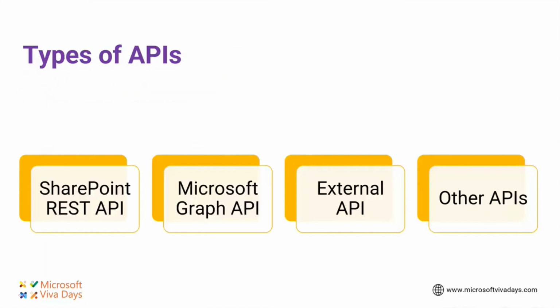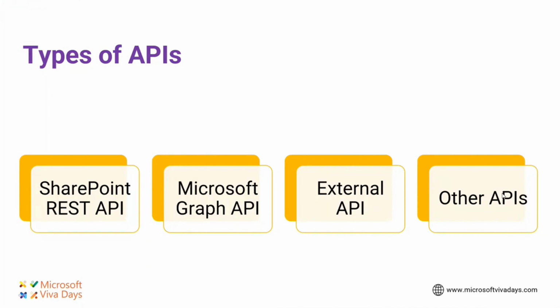Now, as I said, there are different types of APIs which we can consume. SharePoint REST APIs, which are very much native to the SharePoint Framework. Then Microsoft Graph APIs, then external APIs, and then other APIs. When I say external APIs, this can be any public API which is available in the public domain somewhere, or it can be a product API which some product has exposed, probably Twitter or LinkedIn or any other product which is available.